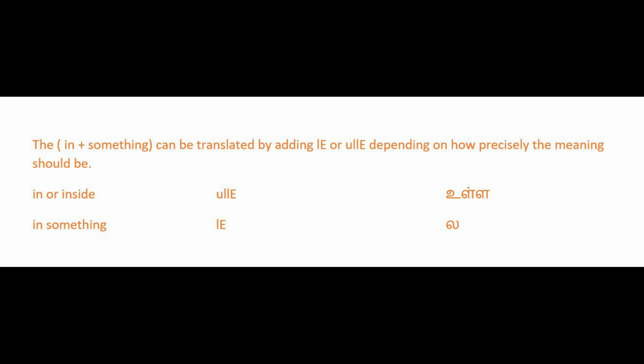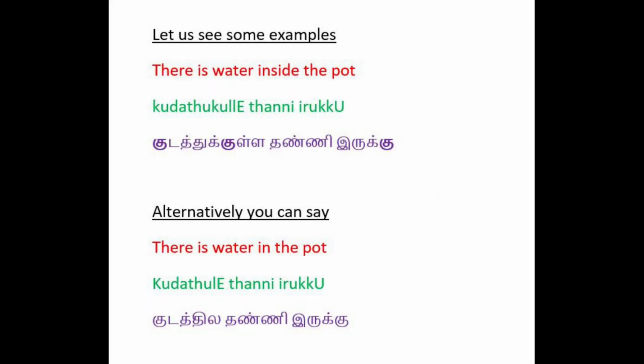So that's the difference I want to make. One is la, it's just there, it is in there: in the garden, in the box, in the water. The fishes are in the water. And ulla means inside. Room ku ulla: inside the room, inside the shell, inside the box, inside the house. There's water inside the pot.